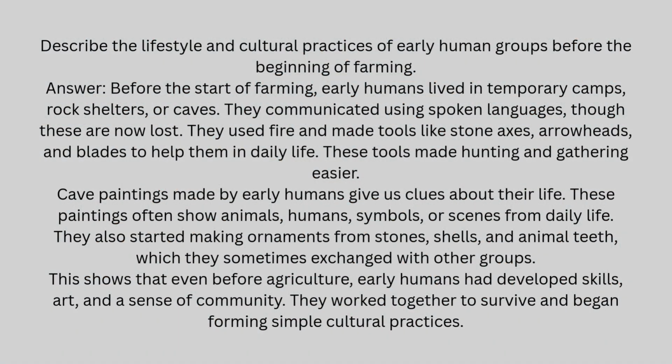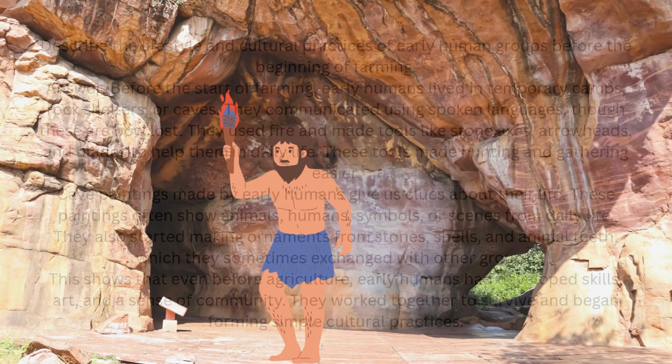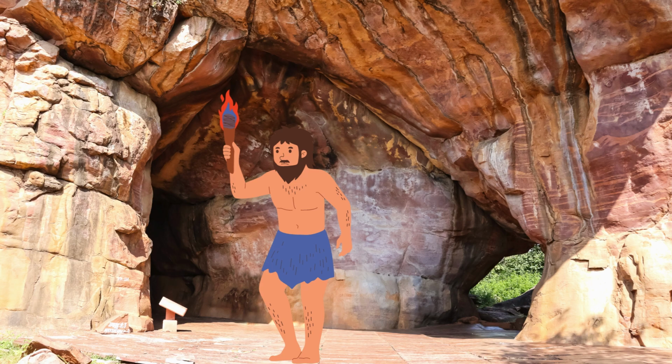Can you guess how was the lifestyle and cultural practices of these early humans? So before the start of farming, early humans lived in temporary camps or caves. They communicated using spoken languages, though they are now lost. And they used fire, made tools like stone axes and arrowheads that they used in daily life. So this made their work easy for hunting and gathering their food.